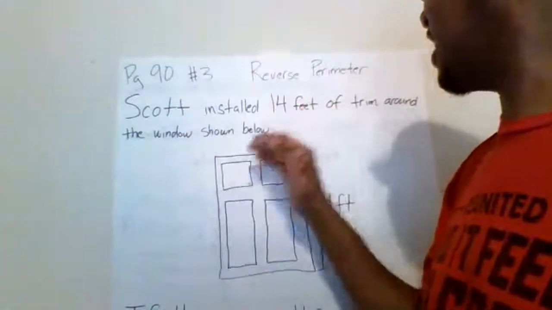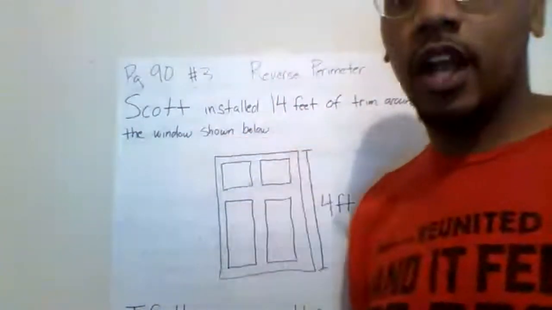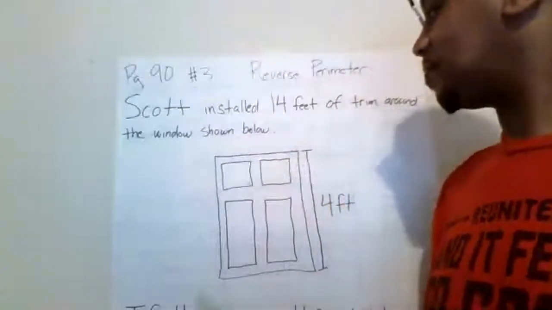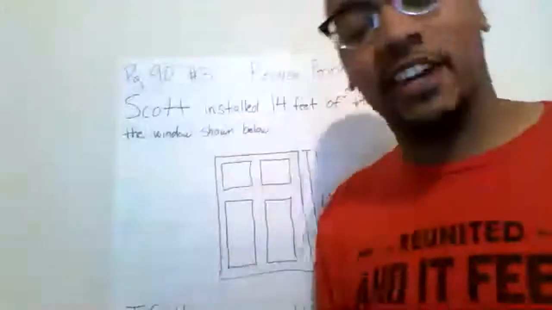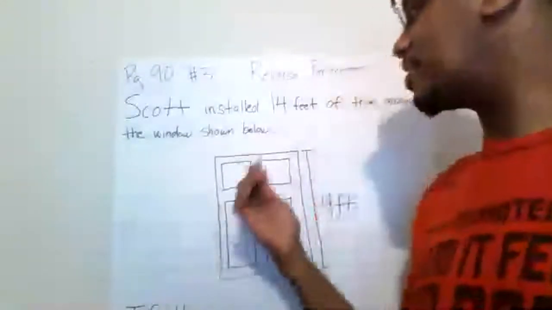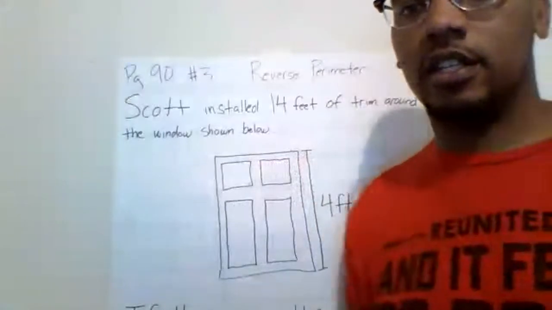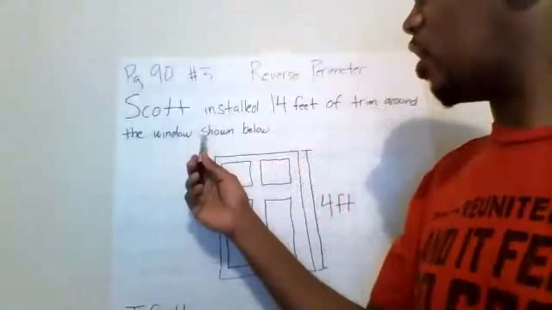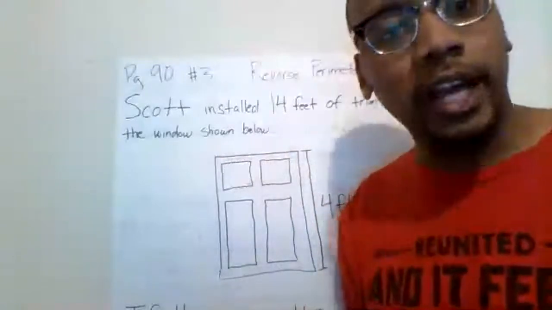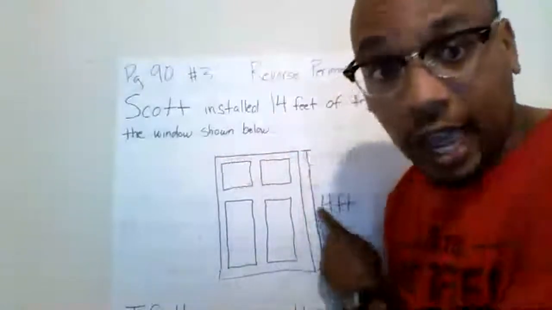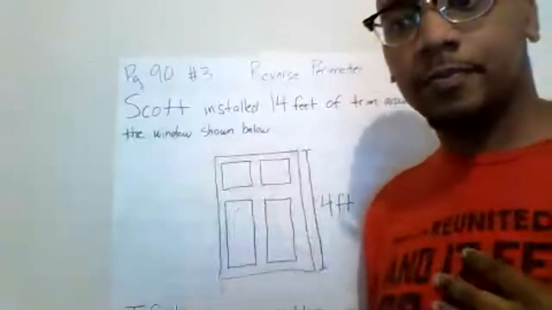Scott installed 14 feet of trim around the window shown below. Do you see all 14 feet though? Because you see this one side, there's 4 feet. But he installed trim all the way around the window. He doesn't have a bootleg window where that side is the only side that's covered. He covered the whole thing in trim.